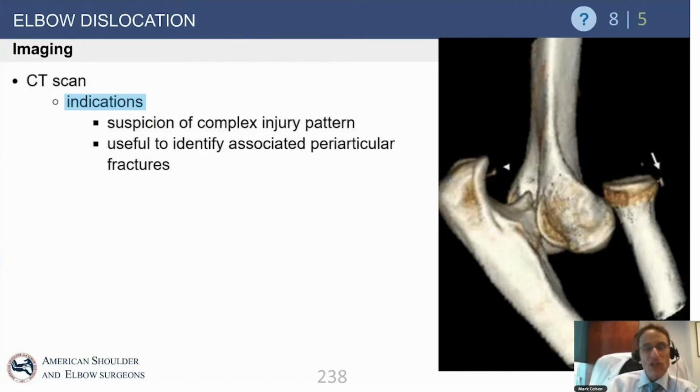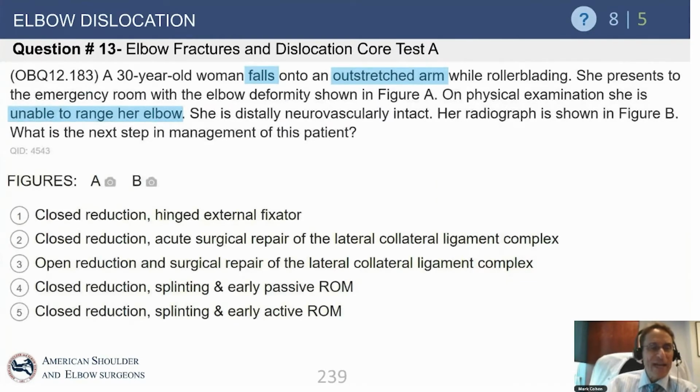Most commonly, you're dealing in the emergency room with plain X-rays. I think the indications for a CT are after you've reduced the elbow, when you're trying to assess articular injury, when you're trying to assess what has been injured and what is intact. But CT scan, again, is the hallmark of any type of evaluation of the elbow from an imaging standpoint.